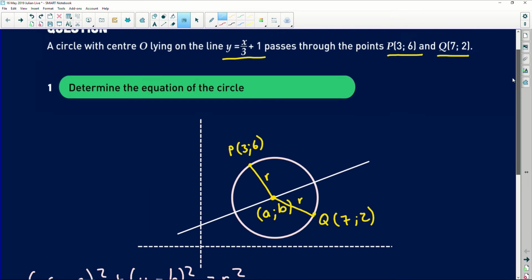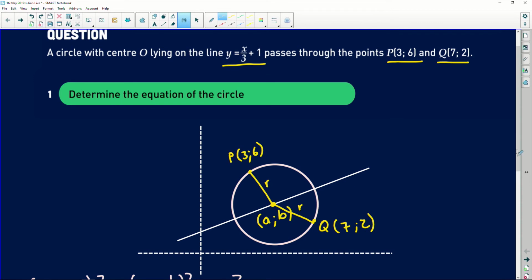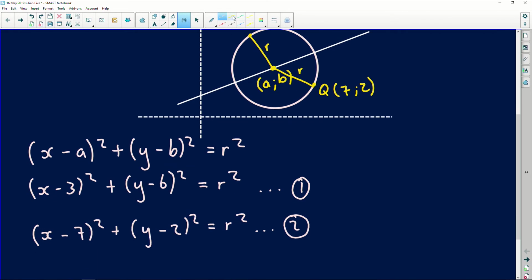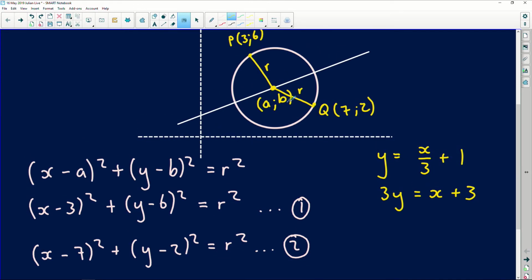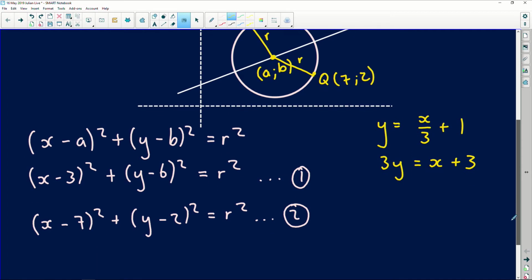So they told us that our equation is y is equal to x divided by 3 plus 1. So we're going to say y is equal to x over 3 plus 1. And guys, I really don't like working with fractions, so what I'm going to do is multiply everything through by 3. We're going to have 3y is equal to x plus 3. Now we have our a and our b coordinates, which I'm then going to substitute into my 3rd equation. So we're going to have then that 3b is equal to a plus 3, and I'm going to call this equation number 3.